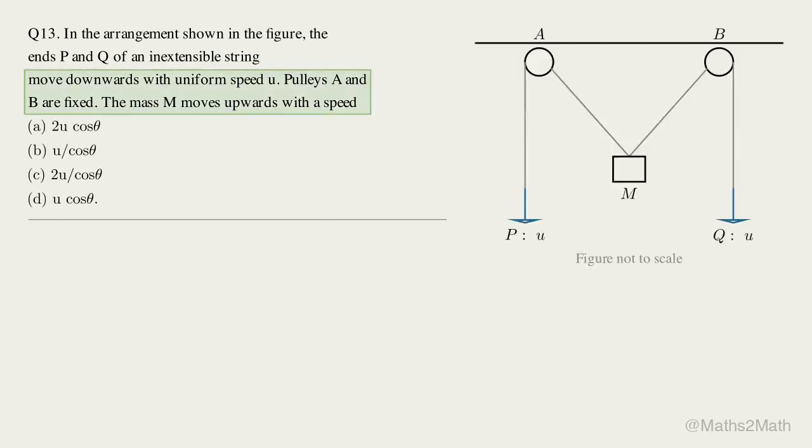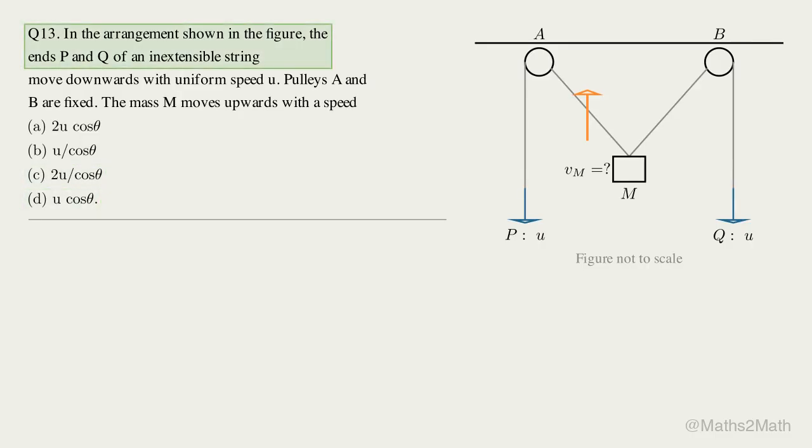Question 13. The ends P and Q of an inextensible string move downwards with uniform speed u. Pulleys A and B are fixed. The mass m, hanging between them, moves upwards with a speed. Option A, 2u cosine theta. Option B, u over cosine theta. Option C, 2u over cosine theta. Or option D, u cosine theta.